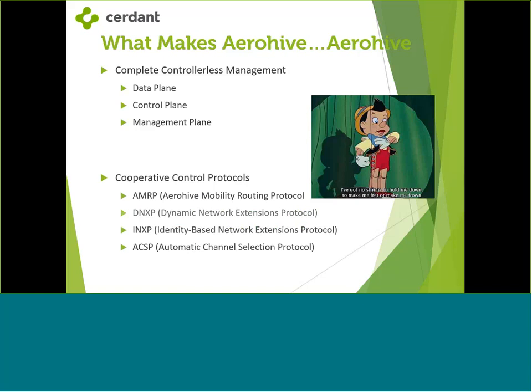Now, this is all done by the neural system of Aerohive, which is these 4 cooperative control protocols. And these protocols really are the backbone of Aerohive. The first one being Aerohive Mobility Routing Protocol. Now, this is for seamless Layer 2 roaming, mesh routing, and redundancy.